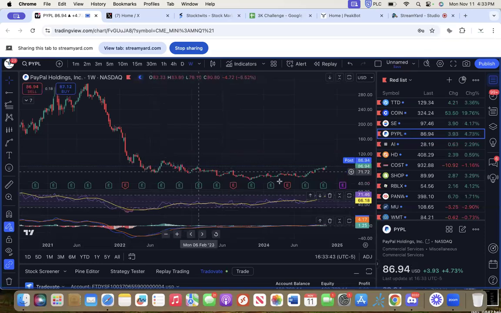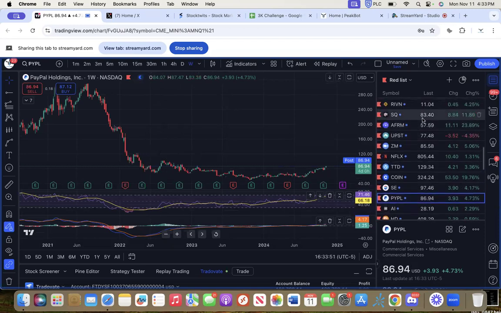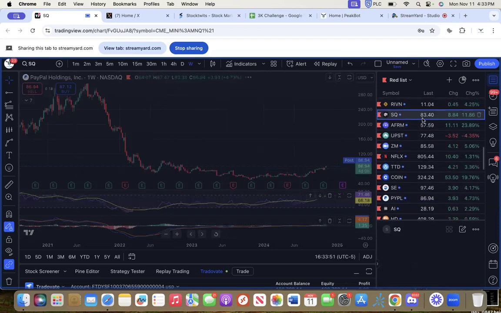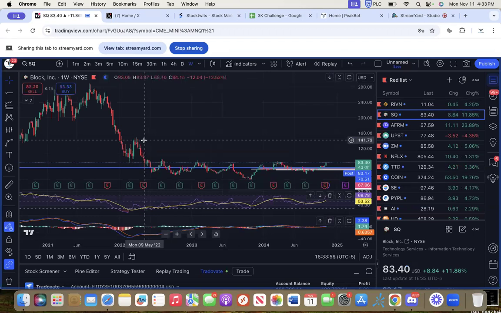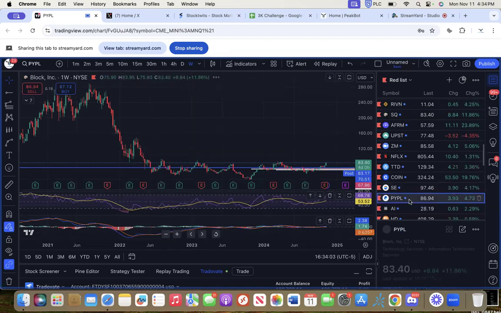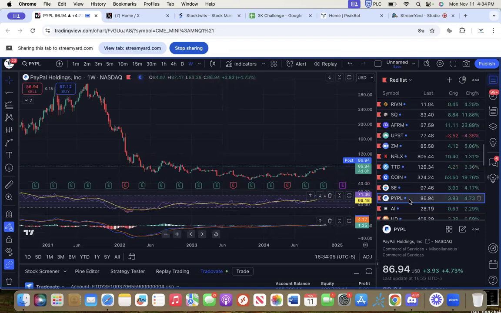SQ is kind of reminding me of PayPal. I know they don't do the exact same thing, but they decently do the same thing, and they're in that same sector. And I think they have the possibility to kind of curl up, okay? Kind of like a rounding bottom or a cup and handle. This is actually a name that I personally like, and I'll be looking into this as well. That's actually a pretty good trade.